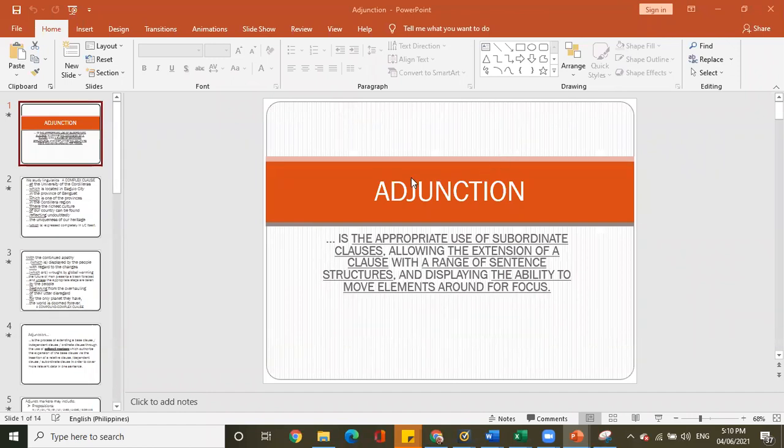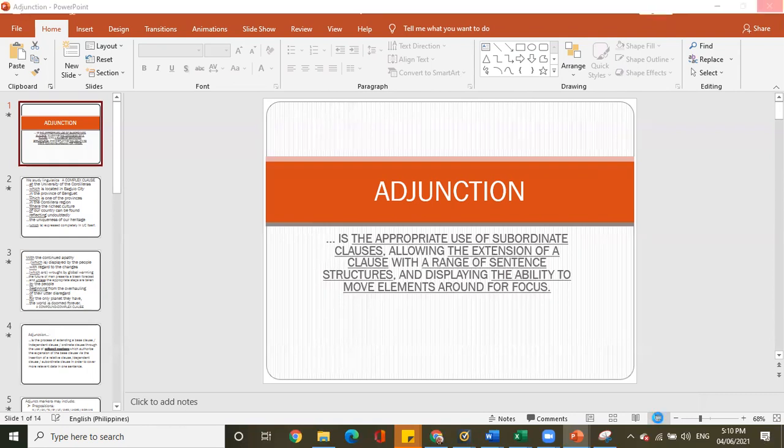Okay. So today we are gonna be talking about the lesson on adjunction, one of the critical lessons in our review. And then later we will show how adjunction can be used for task 1 writing and even for task 2 writing. Okay. Have you heard of the term adjunction, guys? Adjunct. Has anybody heard of adjunct?